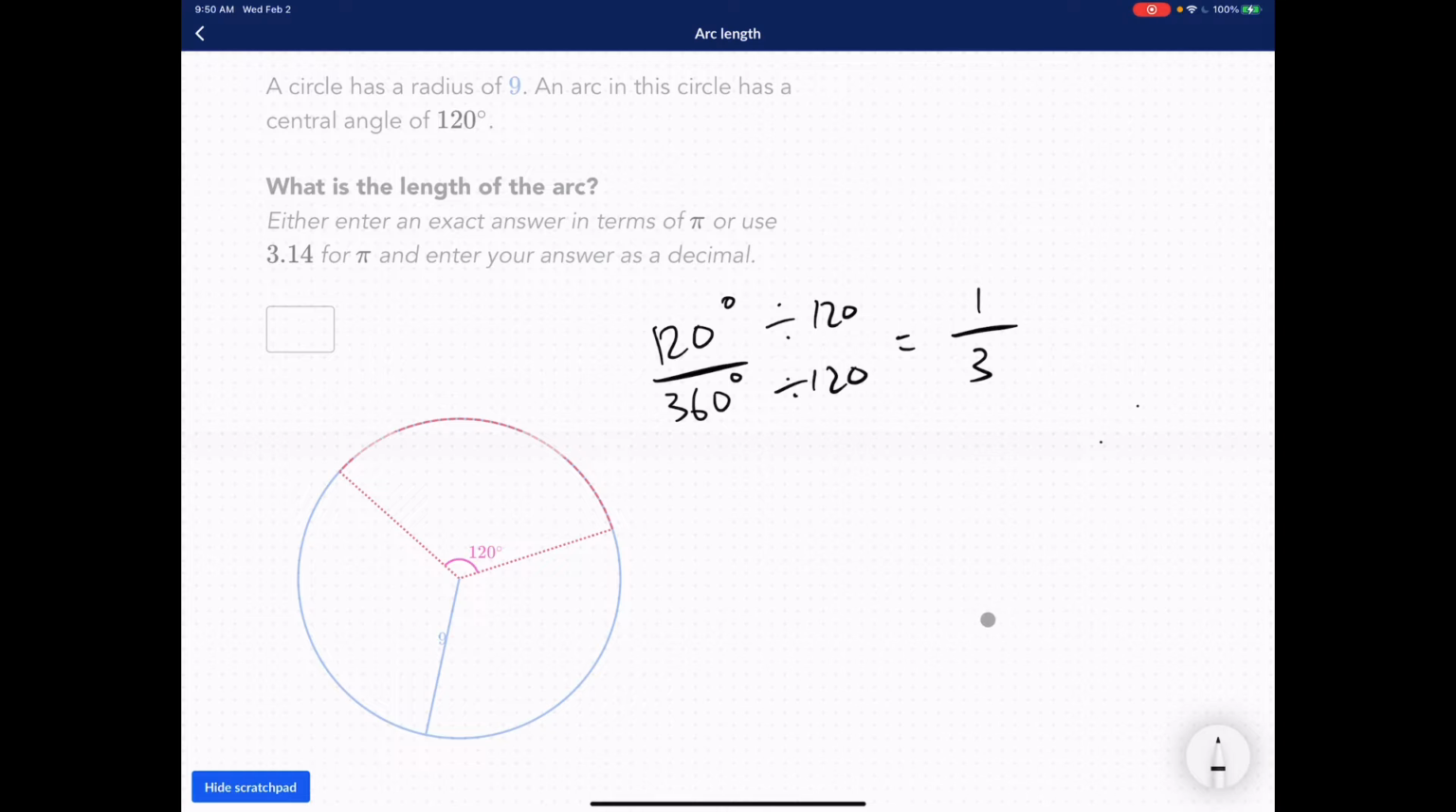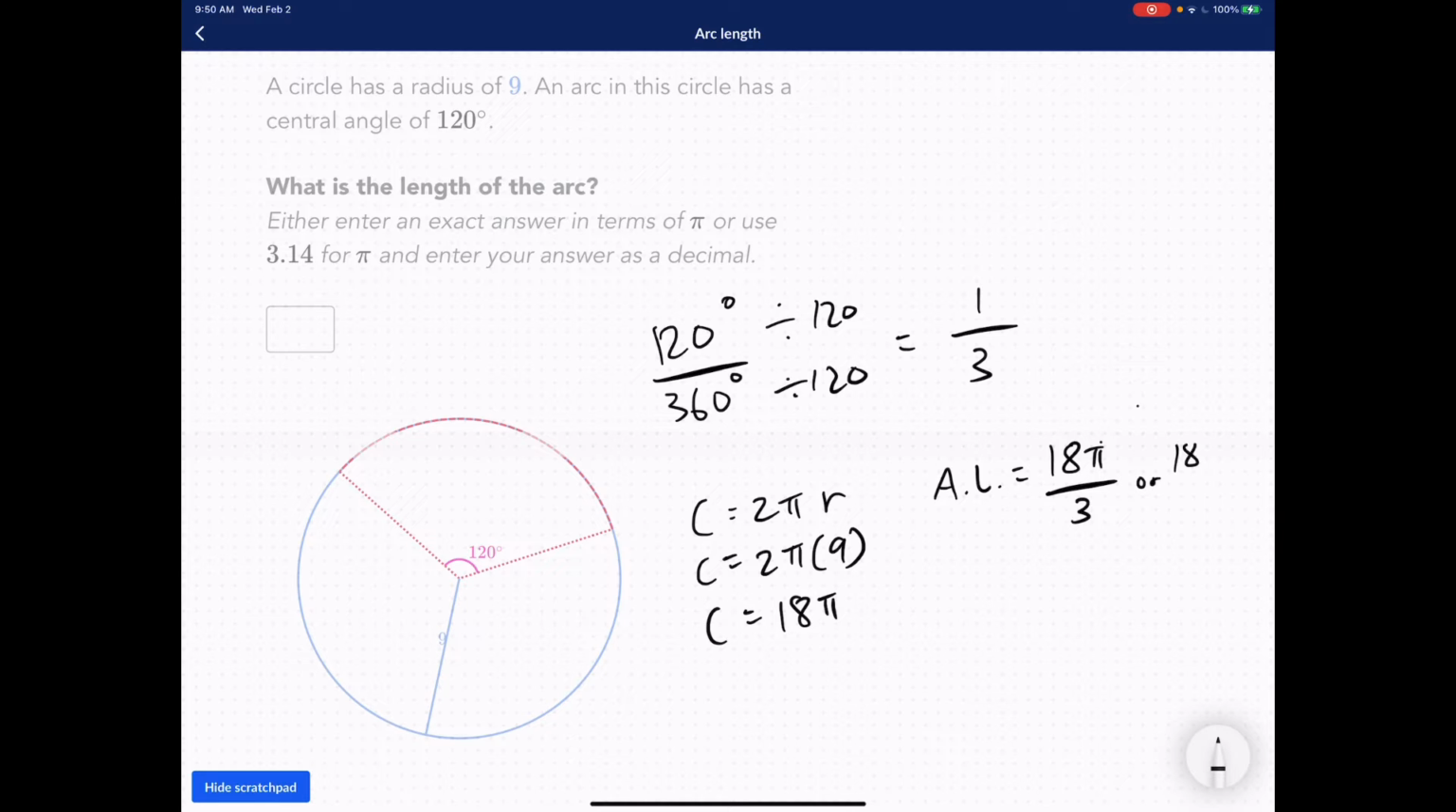arc length here. So circumference is C equals 2 pi r, and my r is 9. As you guys see right there, that's 9. So C is equal to 18 pi. So we have to now get a third, right? A third of 18 pi. So the arc length is going to be 18 pi divided by 3, or 18 pi times 1 over 3, which is the same thing.